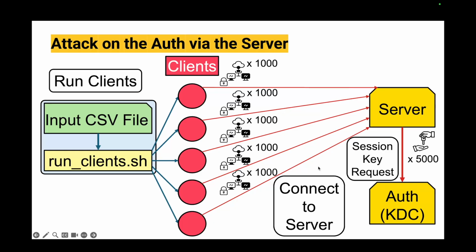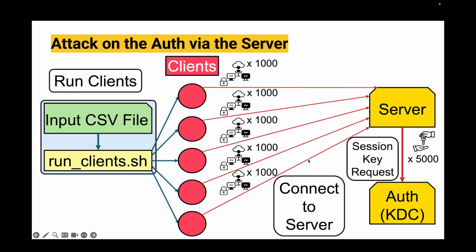One way to defend against this attack is to add rate limiting to the server, so that even though it is receiving a large amount of connection to server requests, the server will not request a large amount of session keys from the key distribution center. That way, even if the server is being overloaded by a large amount of connection to server requests, the server will not overwhelm the key distribution center.